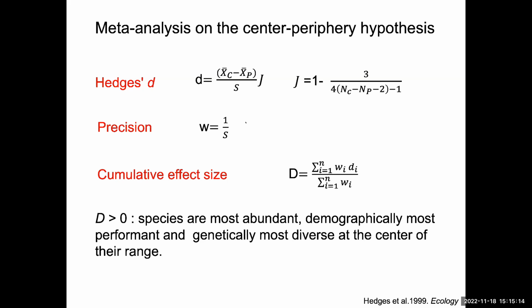Because each study has a different sample size, I also estimate the precision, which is just 1 over the variance for each study. I use those two metrics to estimate the cumulative effect size across all the studies. We have support for the center-periphery hypothesis only if D here is significantly higher than 0.